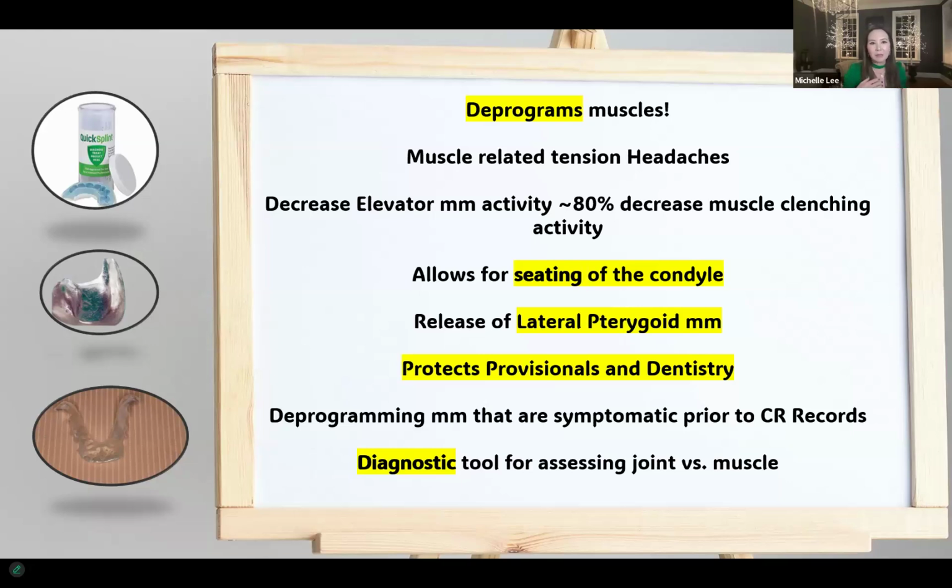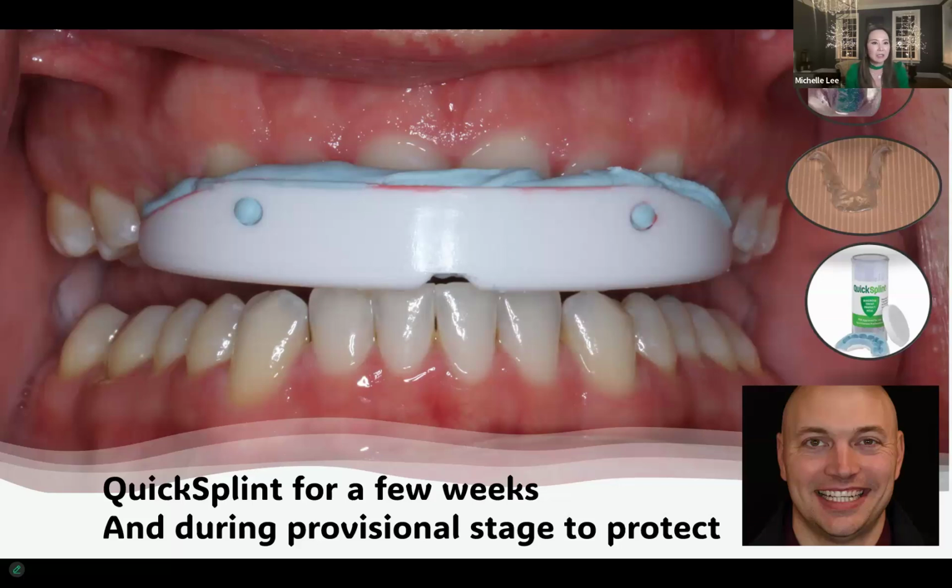We're going to protect the provisionals for him at the end. I'm going to use a quick splint to help me with that, and it's going to give me better diagnostic knowledge about next steps. I used the quick splint in this case, and he's in it for a couple of weeks. During the veneer preparation and the provisionalization stage, I used the same quick splint, changed the liner, and use that now as a protective appliance until his final case is delivered.